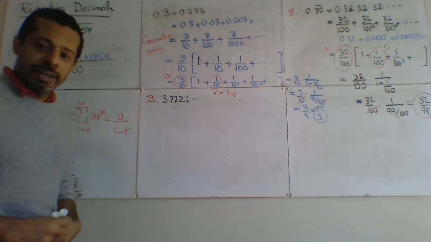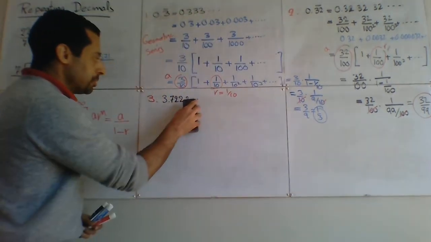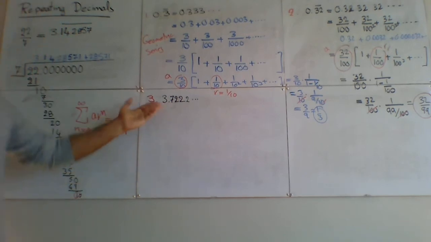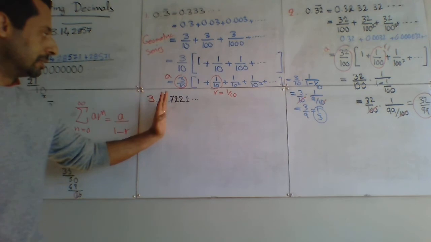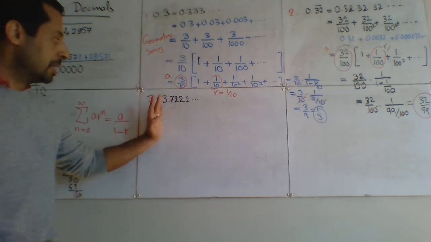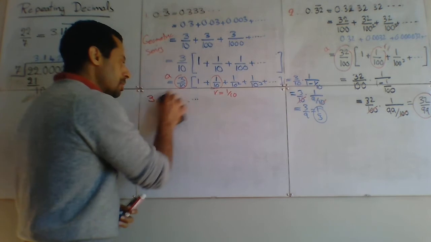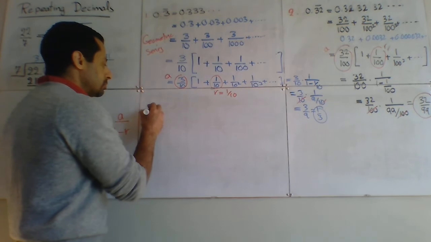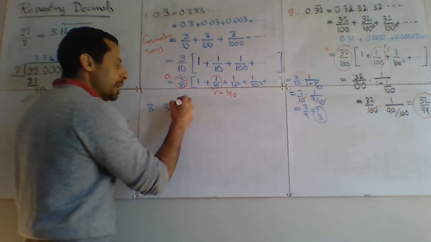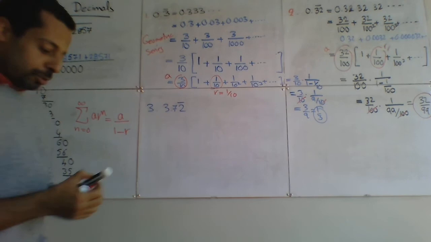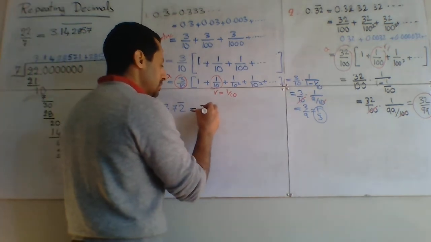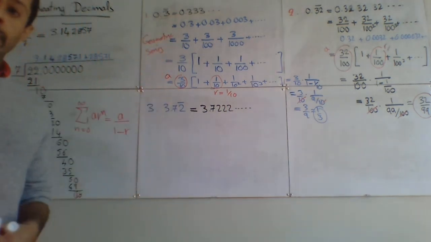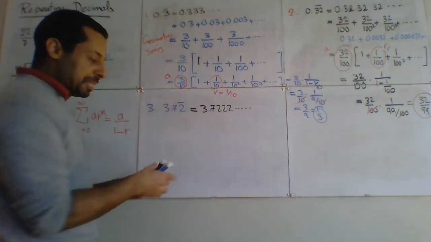Okay, so the third example is the following. Sometimes the decimal expansion has a non-repeating part. Like here, this decimal expansion starts with a non-repeating part. So I'm going to rewrite it here. In this example, I have 3.7, 2, and the bar just above the 2. So this means that it's 3.72222 forever.